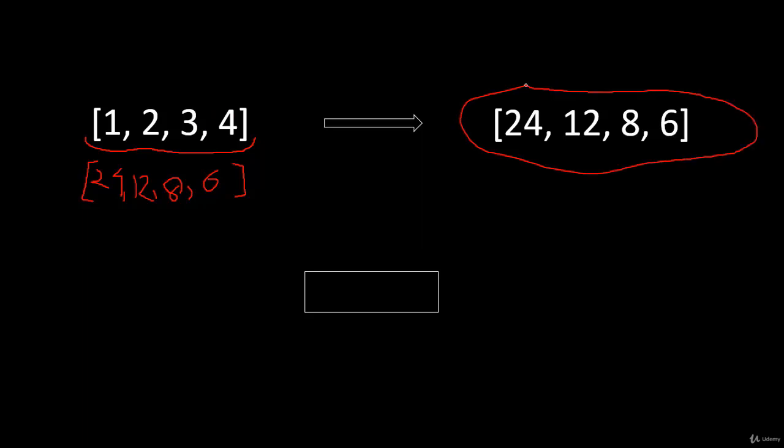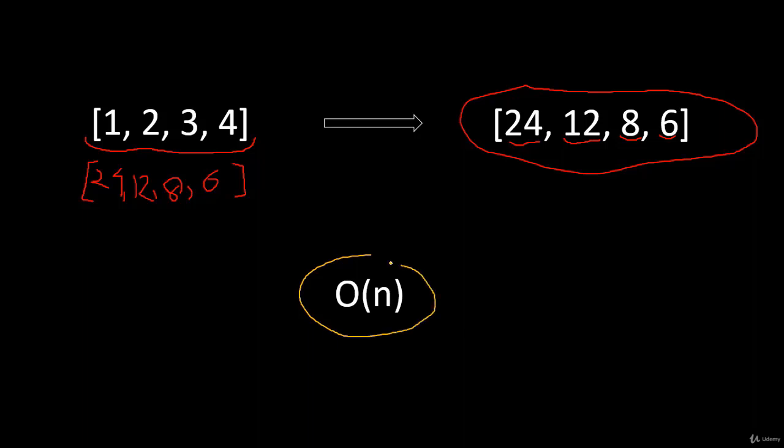You might assume that the result array element will fit in 32 bits, so there is no chance of overflowing. Now try solving this problem in big O of n time complexity and also big O of n space complexity.